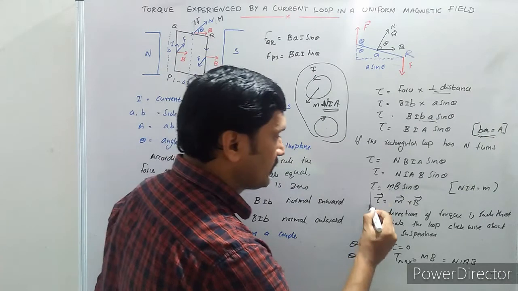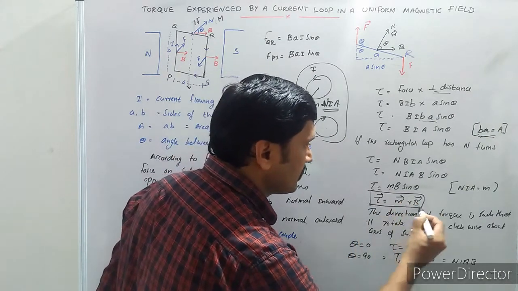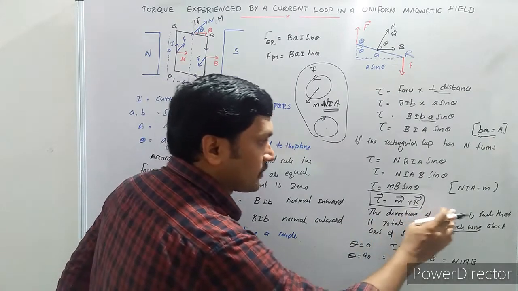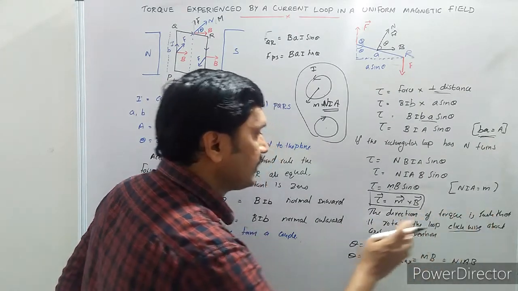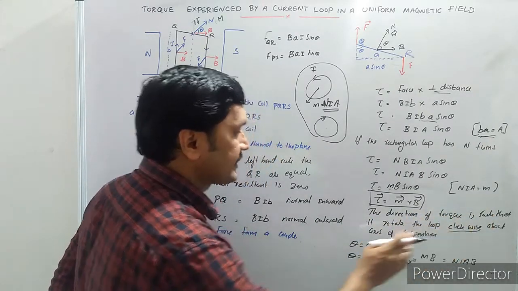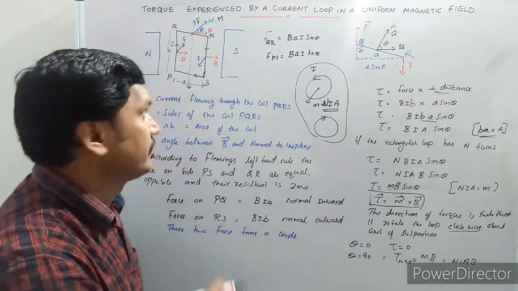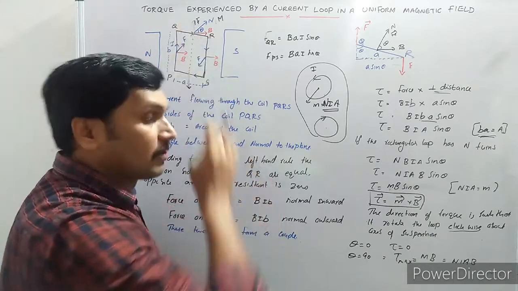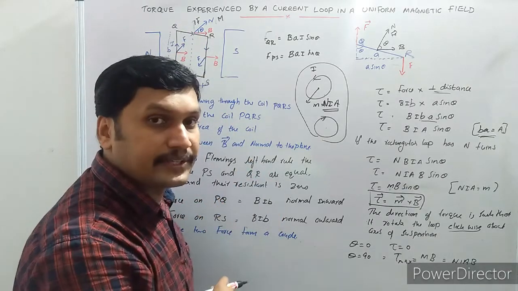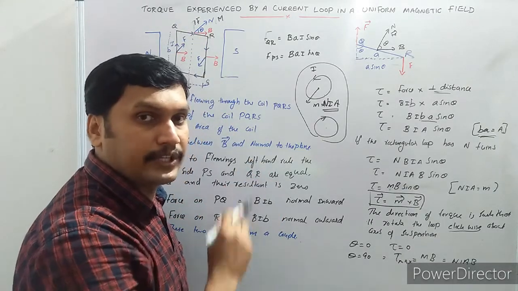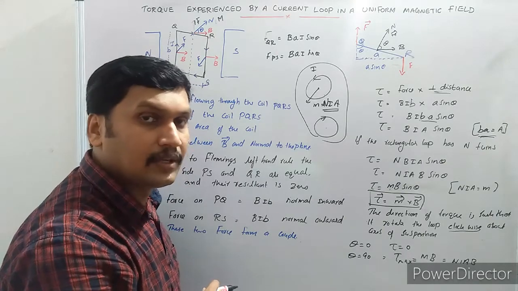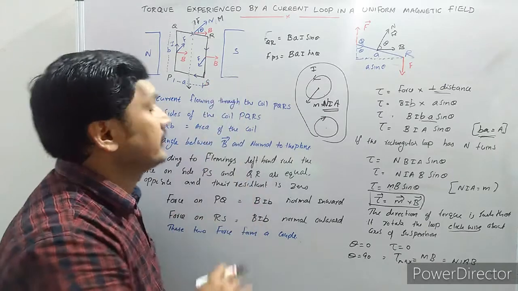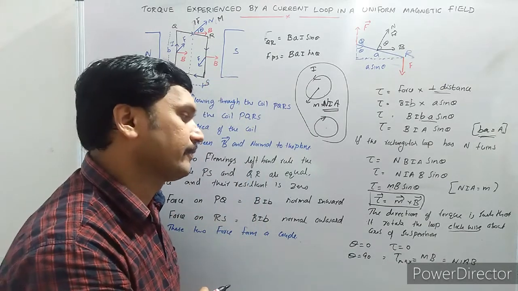Or in vector form, torque is equal to M cross B. The direction of this torque is such that it rotates the loop clockwise about the axis of suspension. Because of this torque, this freely suspended coil will rotate clockwise. Torque always produces a rotating effect, so this rectangular coil rotates in this magnetic field in clockwise direction.